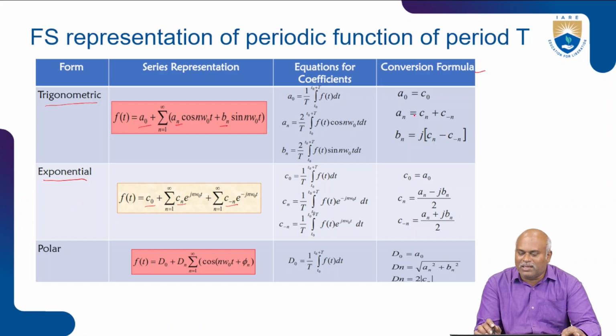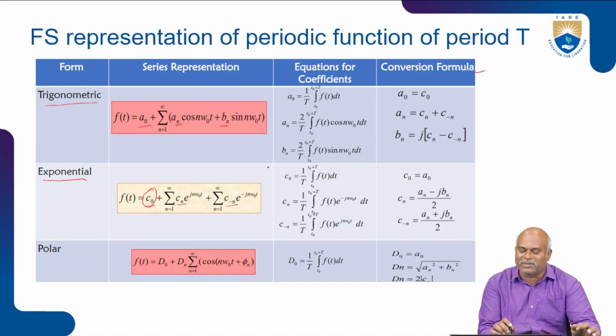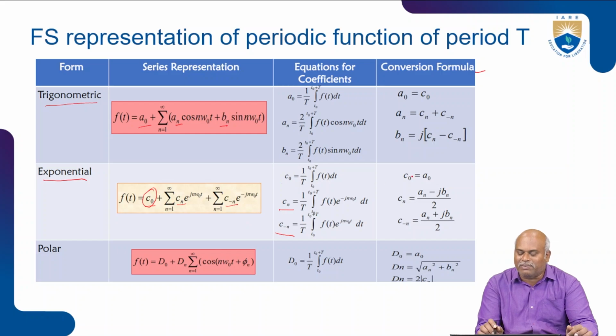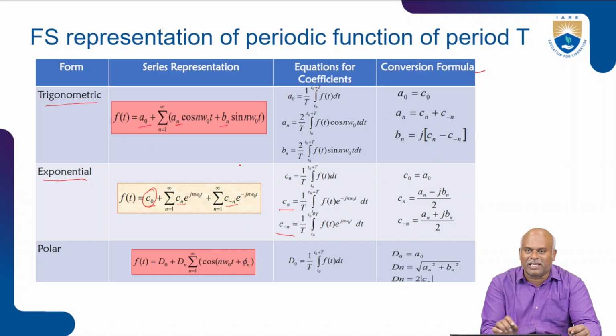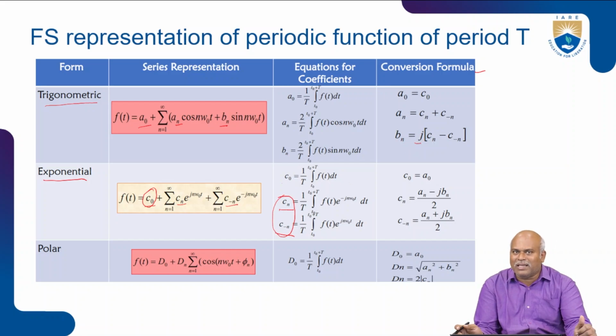We use these formulas. a0 is equal to c of 0, which is found from the exponential Fourier series. Then a of n is equal to c of n plus c of minus n. So if we add both exponential coefficients, we get a of n of the trigonometric Fourier series. If we need b of n, it is equal to j times c of n minus c of minus n. That means we subtract both and multiply with the j component. Then we get the trigonometric coefficient.